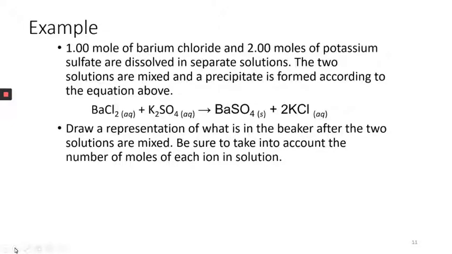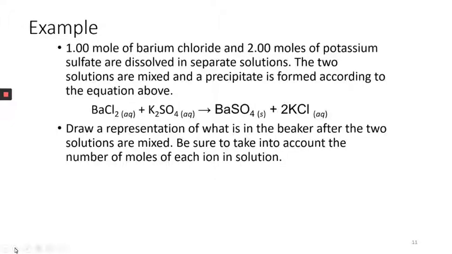Okay, let's try to do another example together. So here you have 1 mole of barium chloride and 2 moles of potassium sulfate. They are dissolved in separate solutions. Then the 2 solutions are mixed and a precipitate is formed according to the equation shown below, which is balanced already for you. And they're asking you to draw a representation of what is in the beaker after the 2 solutions are mixed. But make sure you take into account the number of moles of each ion in the solution.